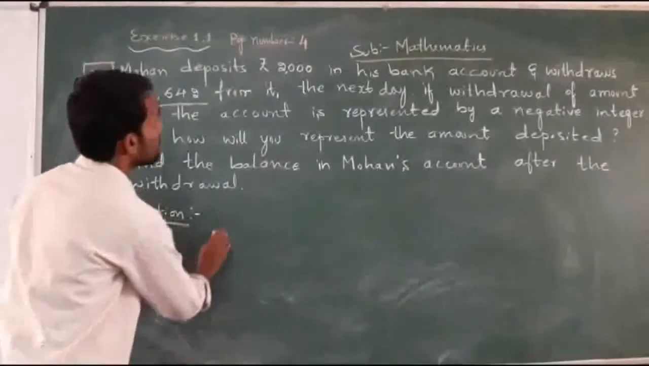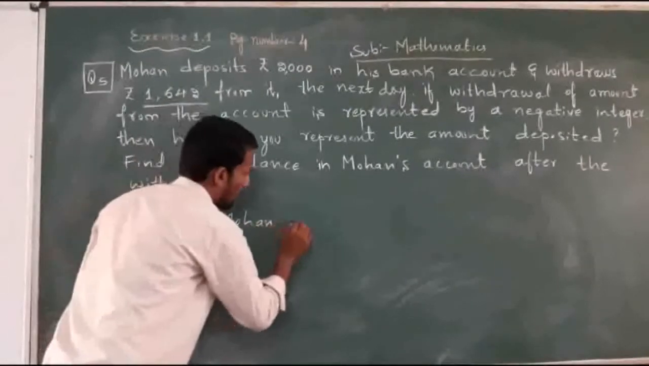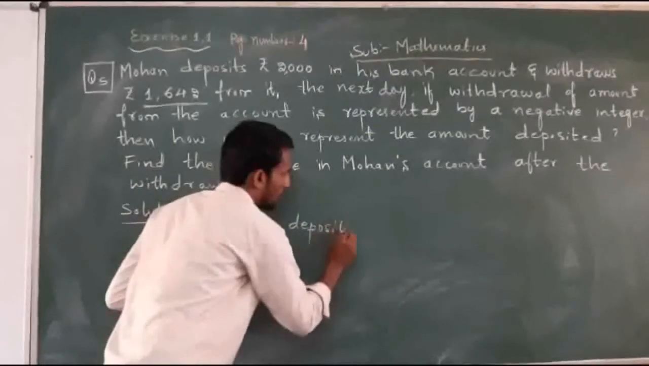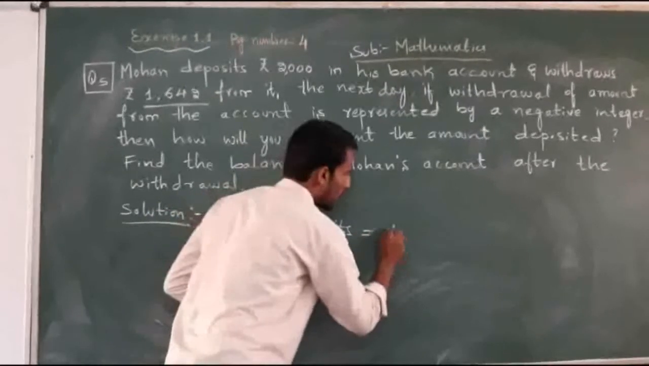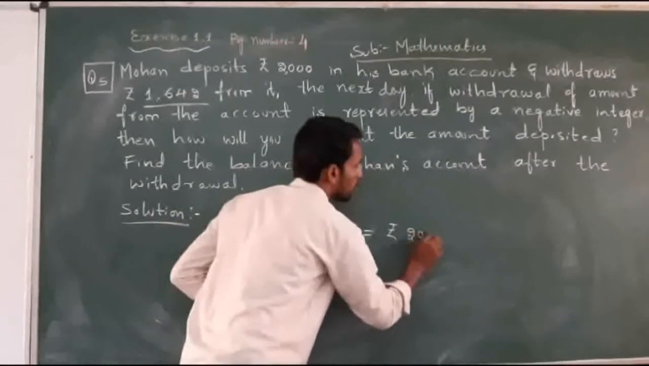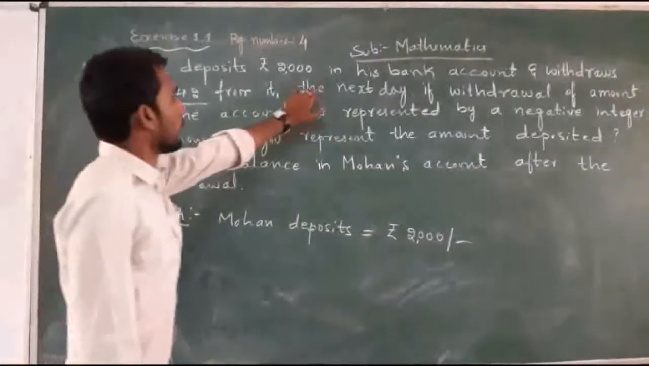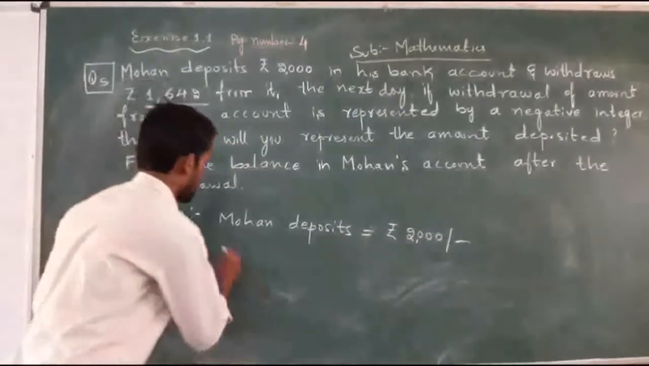See here, first Mohan deposits a total of 2,000 rupees, and he withdraws 1,642 rupees.